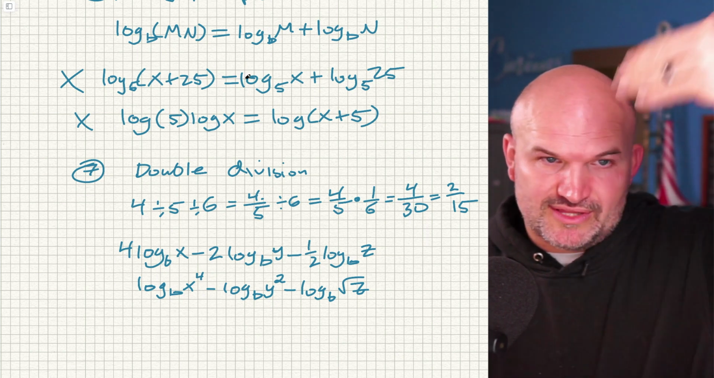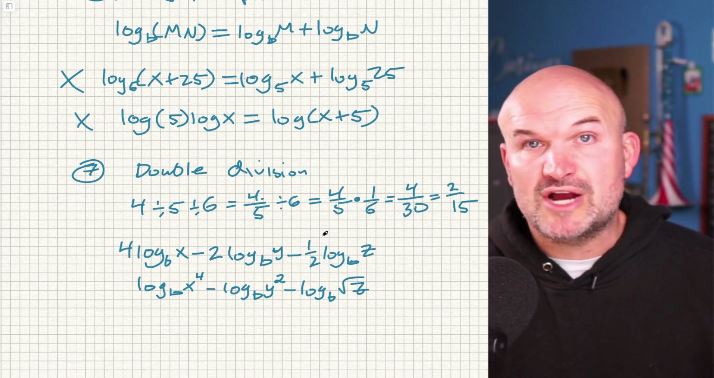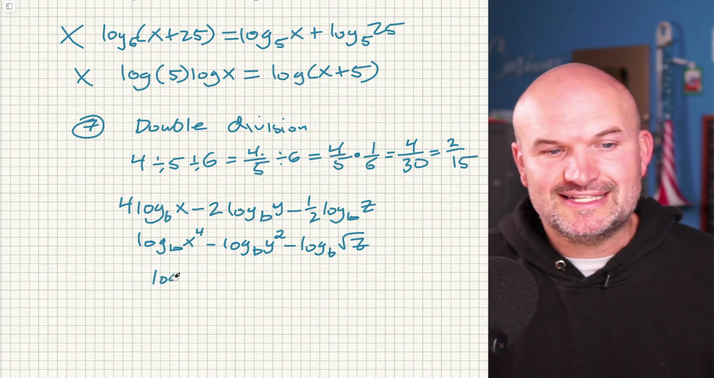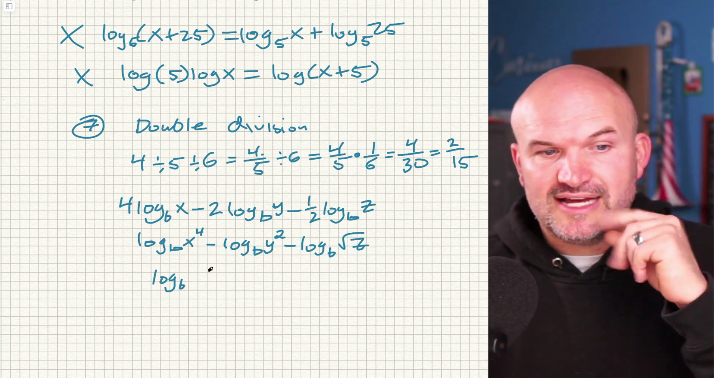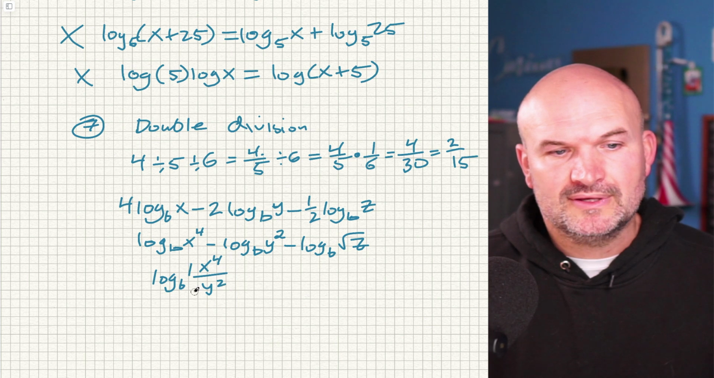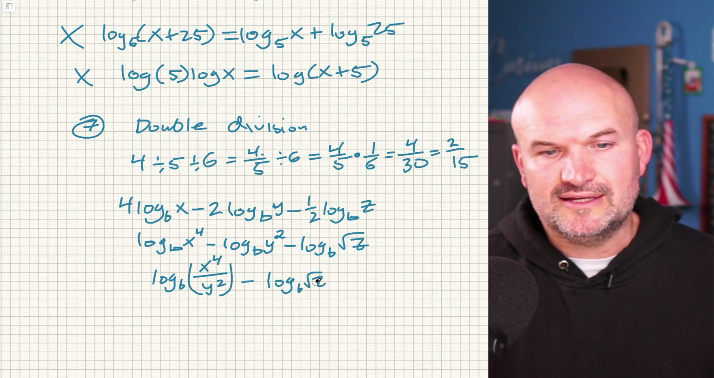So the rules of logarithms, so that's the product rule we talked about over here. The quotient rule: basically when you are subtracting two logarithms, then you're going to have a quotient of your two arguments. So I can condense these first two down to one logarithm as log base b of x to the 4th divided by y squared. Okay, I'm going to use some parentheses here, and then I'm going to have that subtracted by log base b of the square root of z.